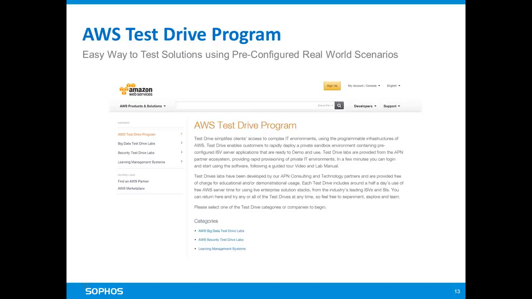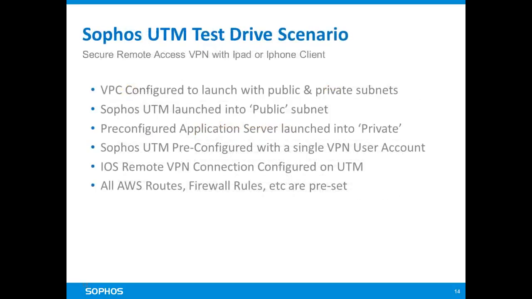We actually built out a test drive which uses a VPN client, and for this one we chose the iOS VPN client. So if you have an iPad or an iPhone, you can simply test out this test drive, which is configured to launch a fairly complex network on Amazon. Using some of the built-in Amazon tools such as CloudFormation, we have a framework which launches both public and private subnets. It launches the UTM into a public subnet and an application server into a private subnet, which doesn't have any access out to the internet except through the UTM.